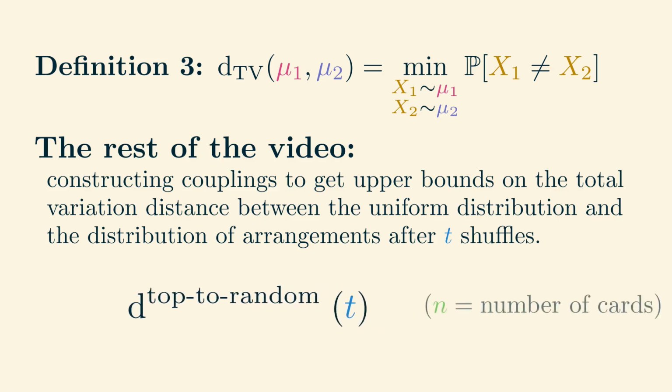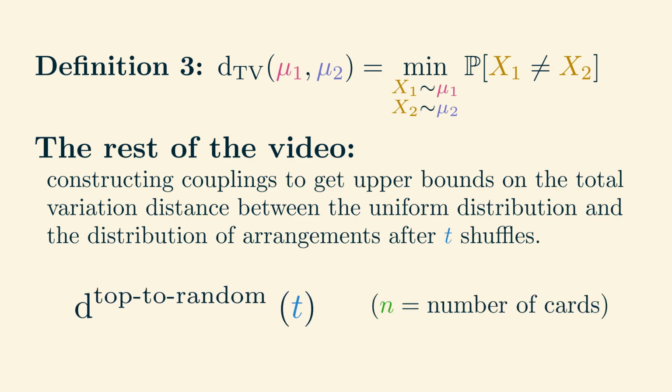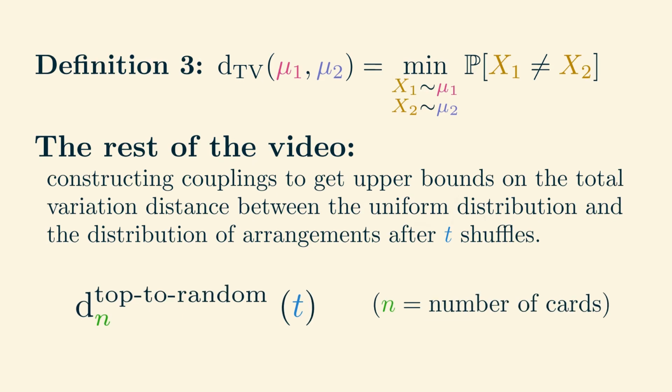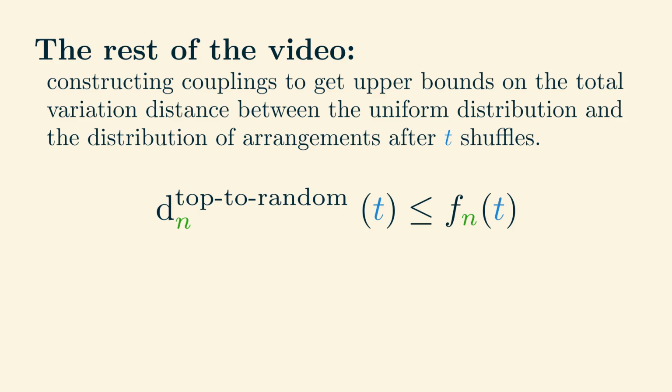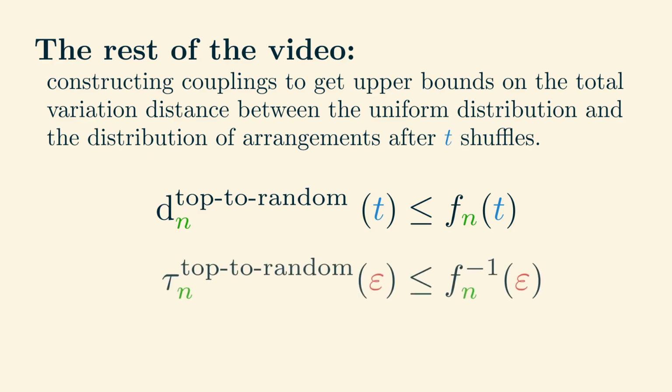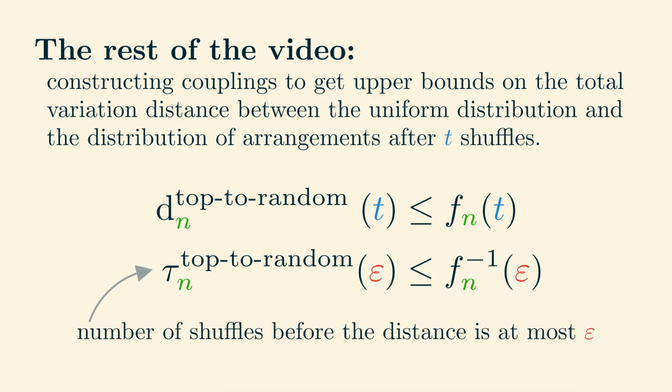Also, I will use n to denote the number of cards in the deck, so really this distance depends on n as well. Once we have an upper bound on the distance after t shuffles, we will be able to invert the expression we get to obtain an upper bound on the number of times we need to shuffle in order to achieve a particular distance, say epsilon. This is called the mixing time, and it should be thought of as a function of epsilon that also depends on n.